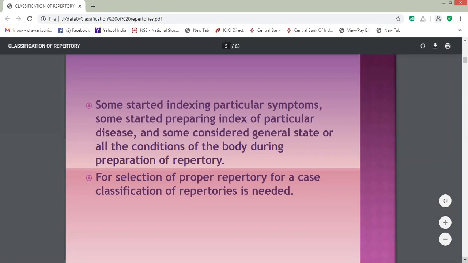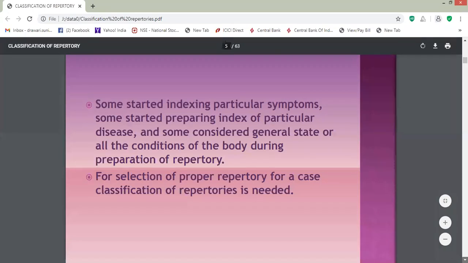For selection of the proper repertory for a case, classification of repertories is needed. There are so many repertories, and to reach towards the similimum, it is necessary to select the proper repertory.